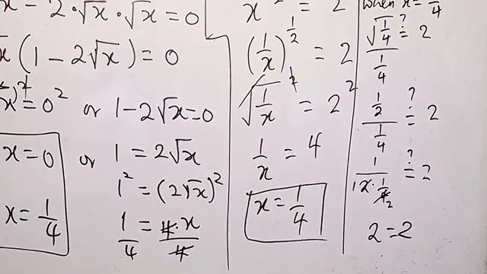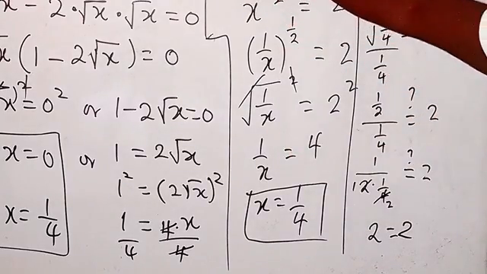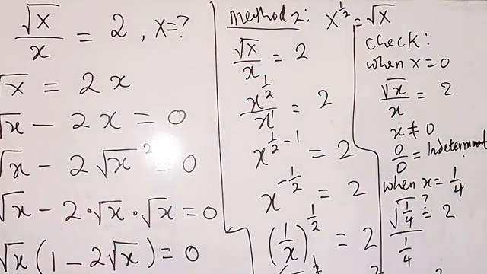So therefore, in this manner, in this type of equation, we can see that method 2 is the most effective calculation. That is the method we use. So x equals 1 over 4 is the solution to the problem.